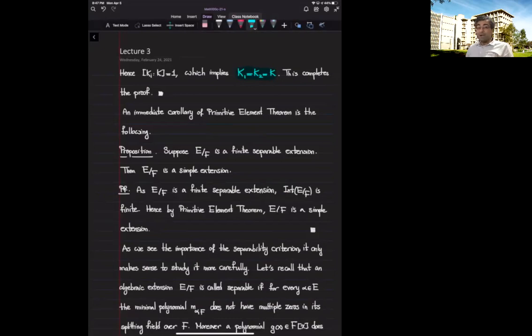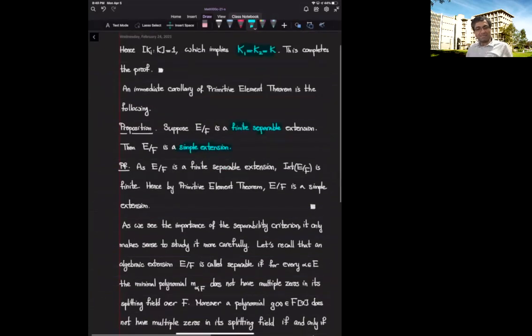Remember, for finite separable extensions, we have already proved that there are only finitely many intermediate subfields. That means that we showed that every finite separable extension is a simple extension. Every finite separable extension is a simple extension. In some textbooks, this proposition is referred to as the primitive element theorem. So in some textbooks, the primitive element theorem is mentioned only for finite separable extensions.